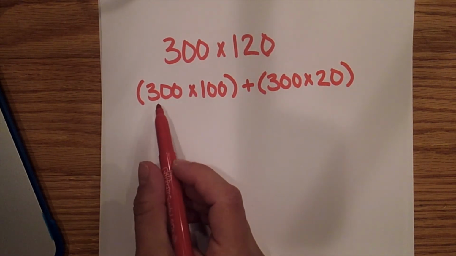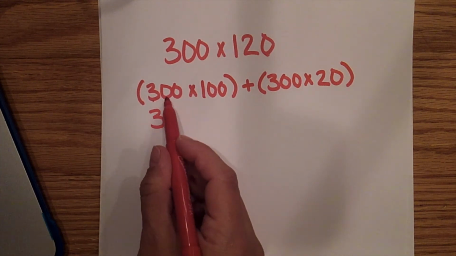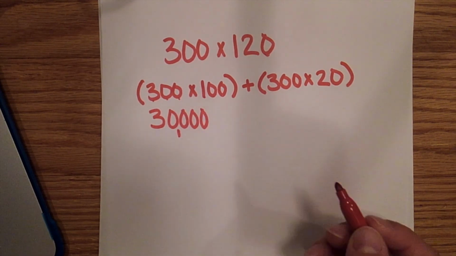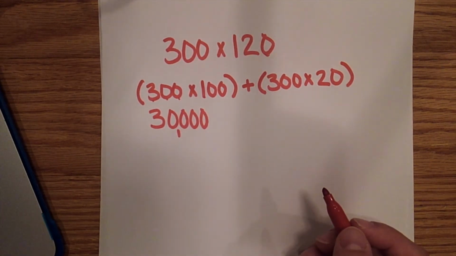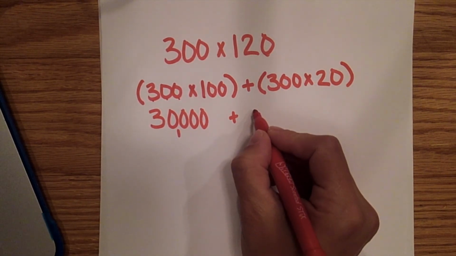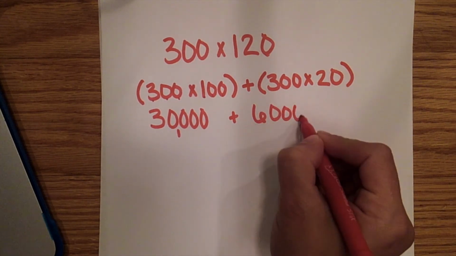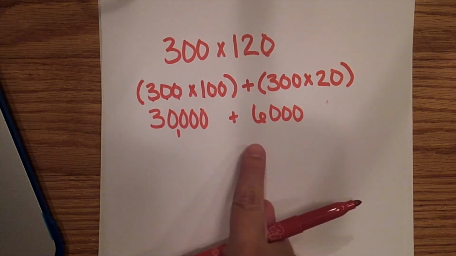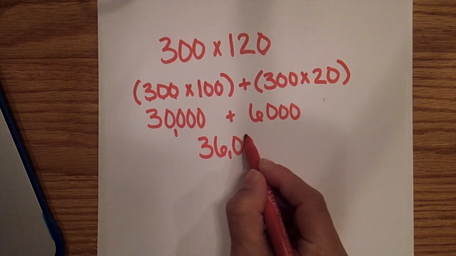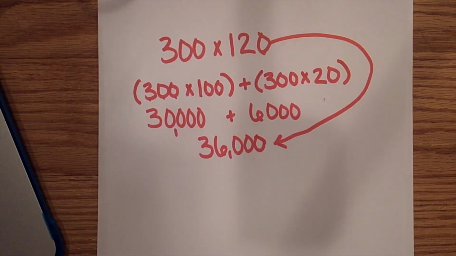So your student should realize that 3 times 1 is 3 with 1, 2, 3, 4 zeros. And then you can figure out that 3 times 2 is 6 with 1, 2, 3 zeros, 1, 2, 3. And then together you can add these two numbers and get 36,000 as the product of our original problem.